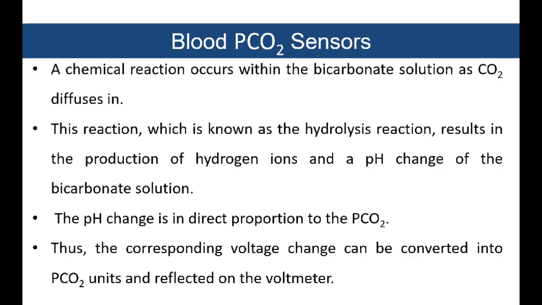A chemical reaction occurs within the bicarbonate solution as CO2 diffuses in, as we can clearly see in that diagram. This reaction, which is known as the hydrolysis reaction, results in the production of hydrogen ions and a pH change of the bicarbonate solution. The pH change is in direct proportion to the PCO2. Thus, the corresponding voltage change can be converted into a PCO2 reading and reflected on the voltmeter.